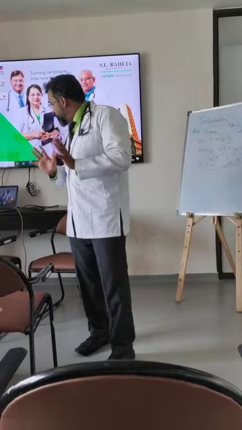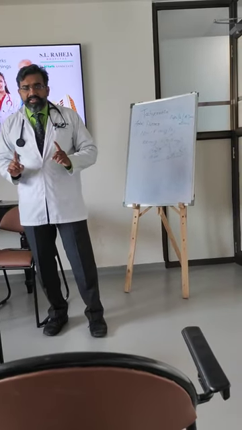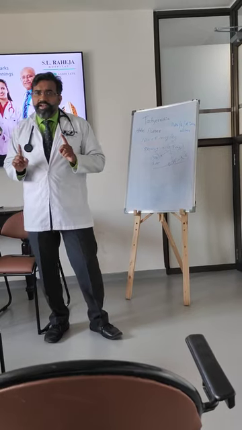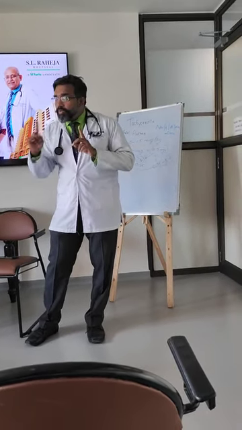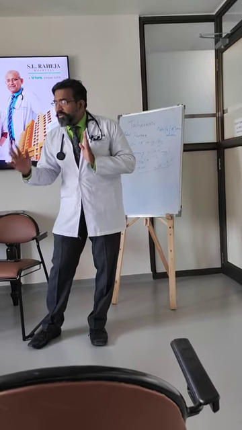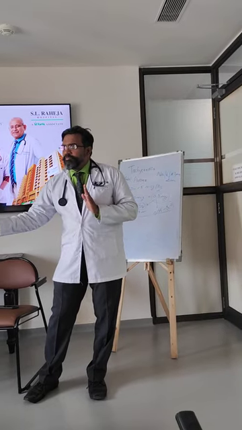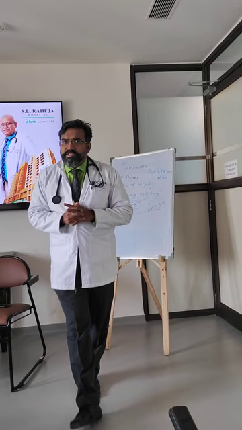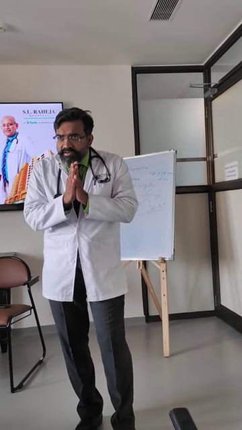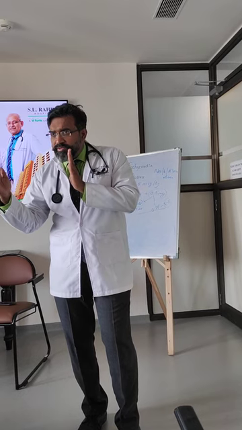More than 60. Your cerebral perfusion pressure should be more than 60. CPP has to be more than 60. That means what will be your mean arterial pressure? It will be 0.7 into ICP plus 60, because ICP is in centimeters of water. What will your cerebral perfusion pressure be? 0.7 into intracranial pressure, which you are finding out by lumbar puncture.